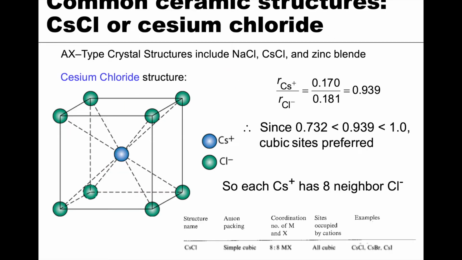Let's now look at the cesium chloride structure, or CsCl. Again, it is named for cesium chloride, but other materials form into this structure. If we do the cation to anion ratio here, we see that it's almost 1. So in this case, it's above the threshold for octahedral, and it actually prefers cubic, which is surrounded by 8.